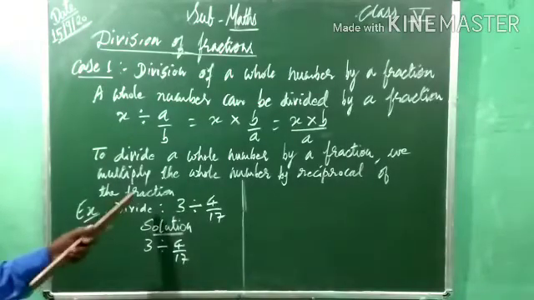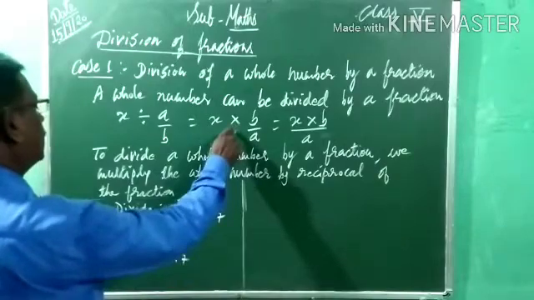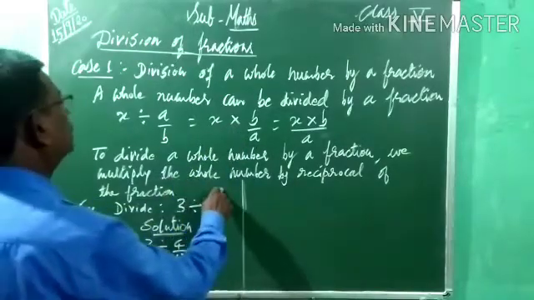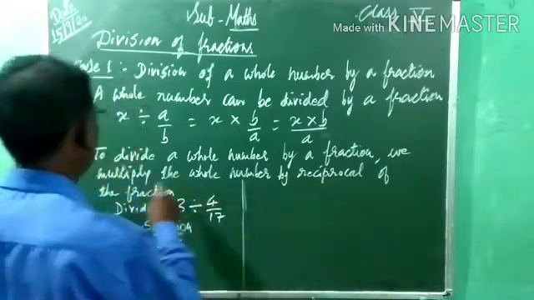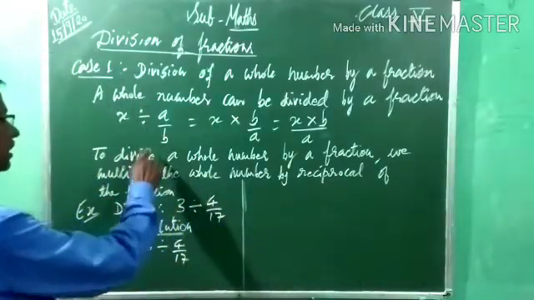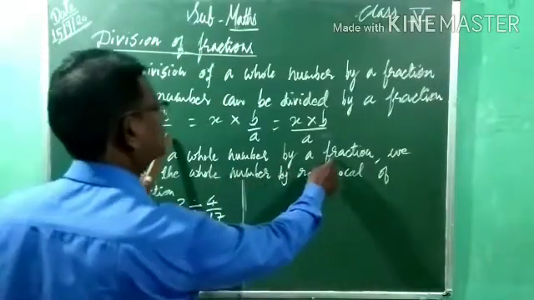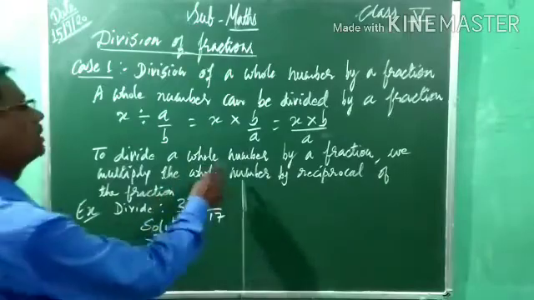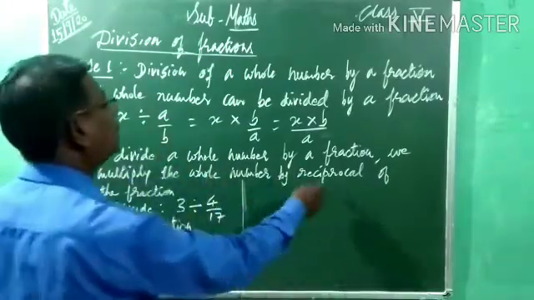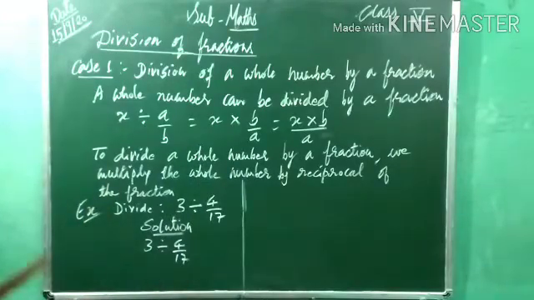To divide a whole number by a fraction, we multiply. What have we done here? We multiply the whole number by the reciprocal of the given fraction. To divide a whole number by a fraction, what have we done here? We multiply this whole number by the reciprocal of the given fraction. Understood? Now look at the example.